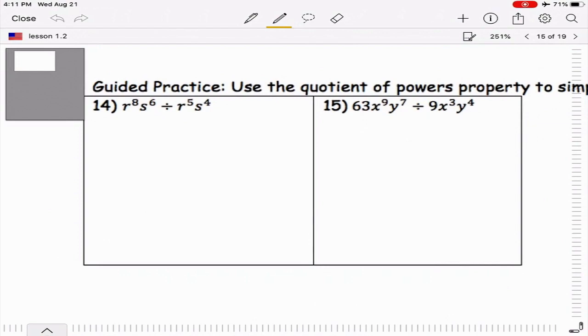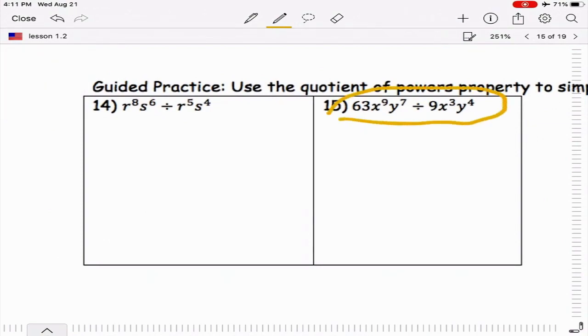Okay, right? Look at this. Overwhelming. I get that. Take it step by step. Break them apart, and you'll see how this is not as hard as it looks. Do these two on your own.